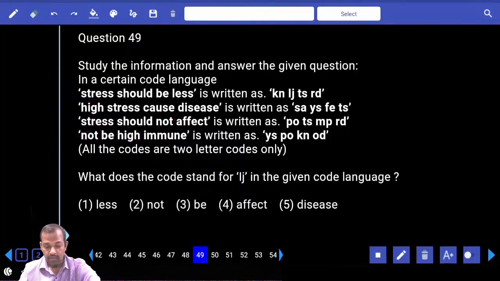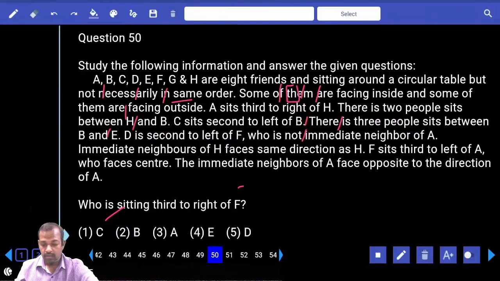Next one, what does the code LJ stand for? Where can we see LJ here? In the first line. Now tell me, can you see LJ in any other line here? It's not repeated, isn't it? Now tell me, is KN repeated or not? And TS is repeated and RD is also repeated. That means definitely on the left side, one single word should be there. So "stress" is repeated. The answer is option B. Next one.